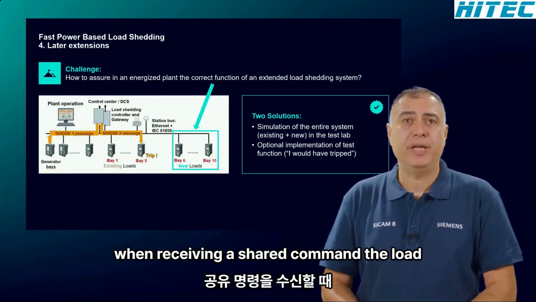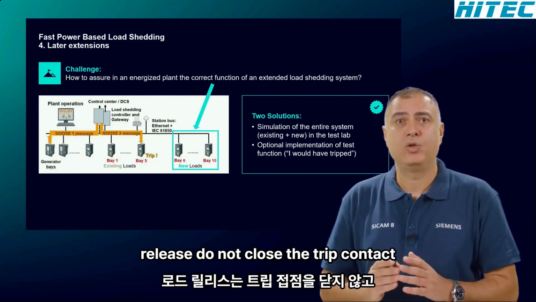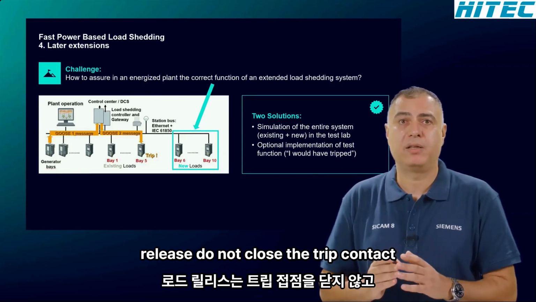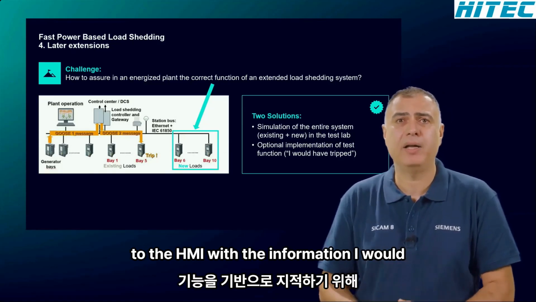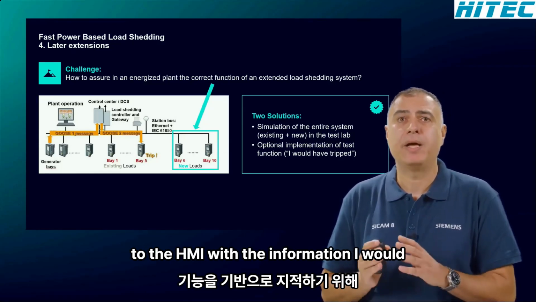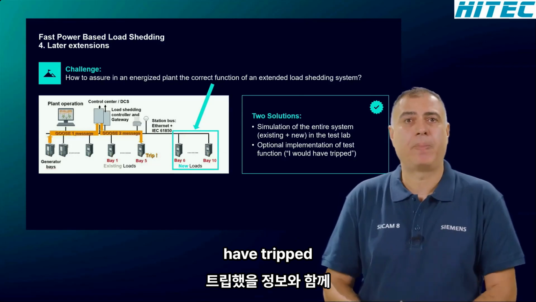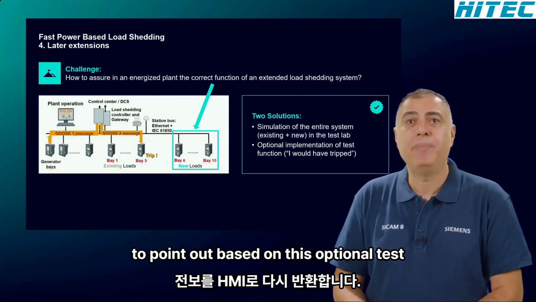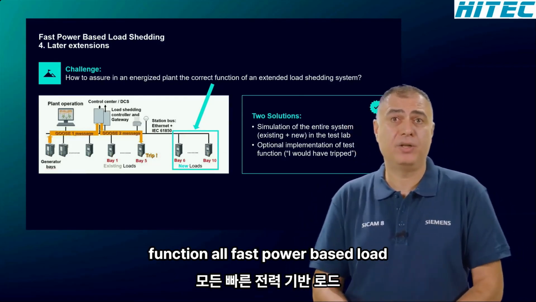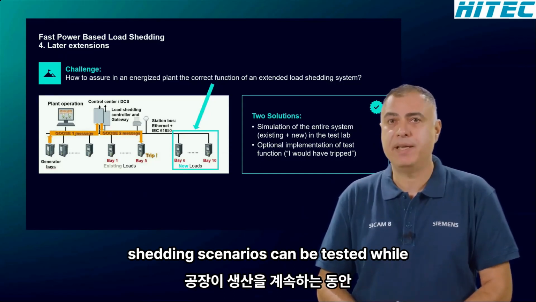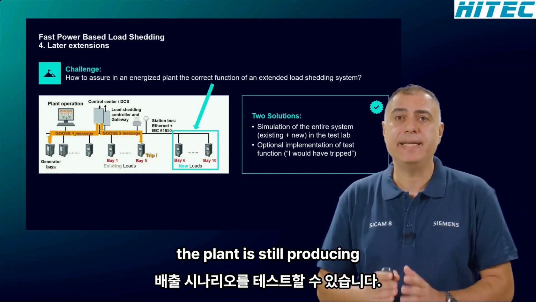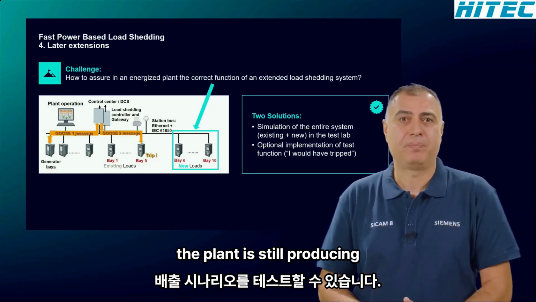When receiving a shed command, the load relays do not close the trip contact, but instead they return a telegram back to the HMI with the information "I would have tripped." To point out, based on this optional test function, all fast power-based load shedding scenarios can be tested while the plant is still producing.